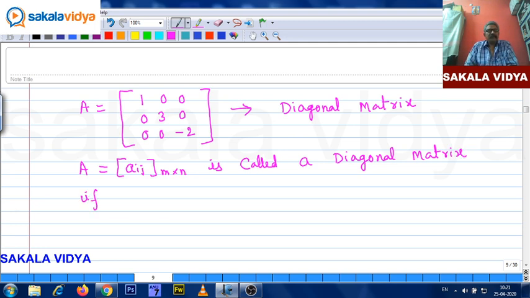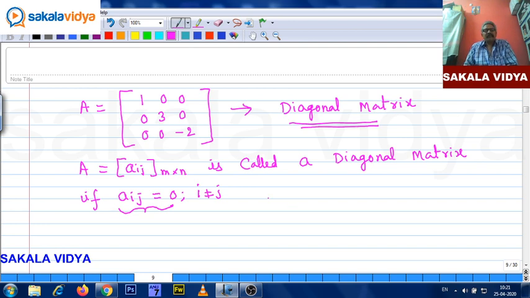if Aij equals 0 when i does not equal j. So when i does not equal j, the element becomes 0. The rest of the elements will be only in the principal diagonal. One of the elements of the principal diagonal may be 0. This is called a diagonal matrix.